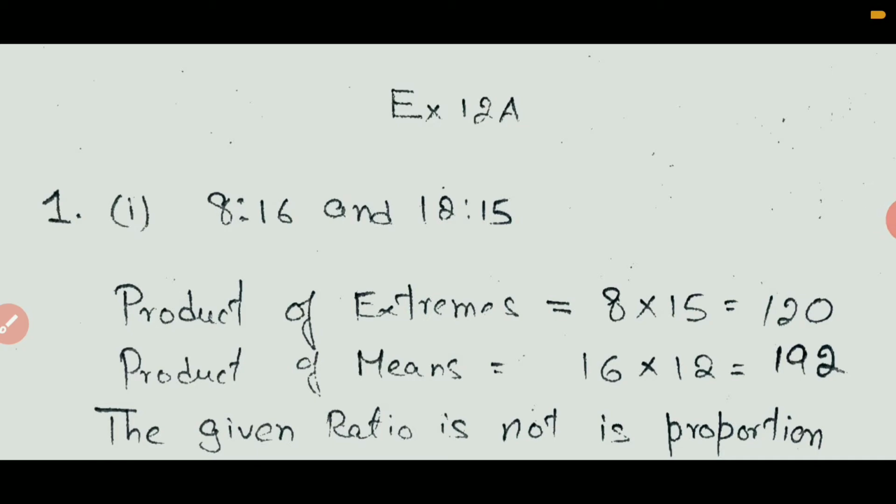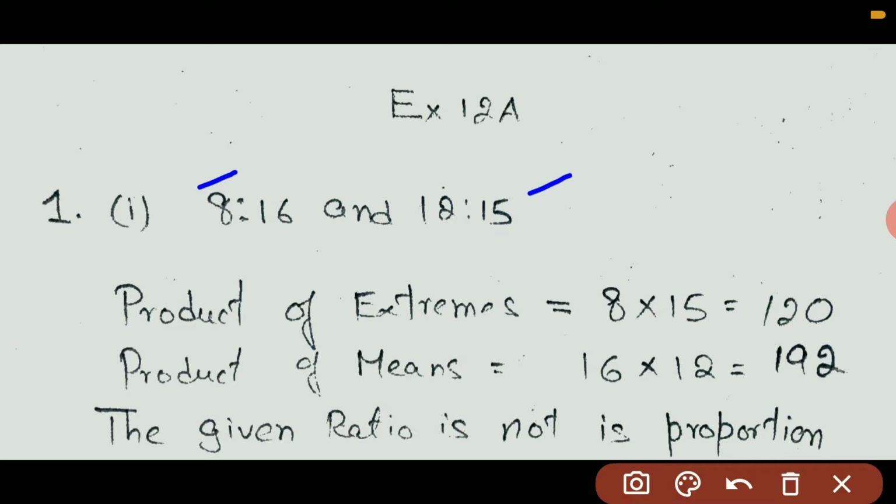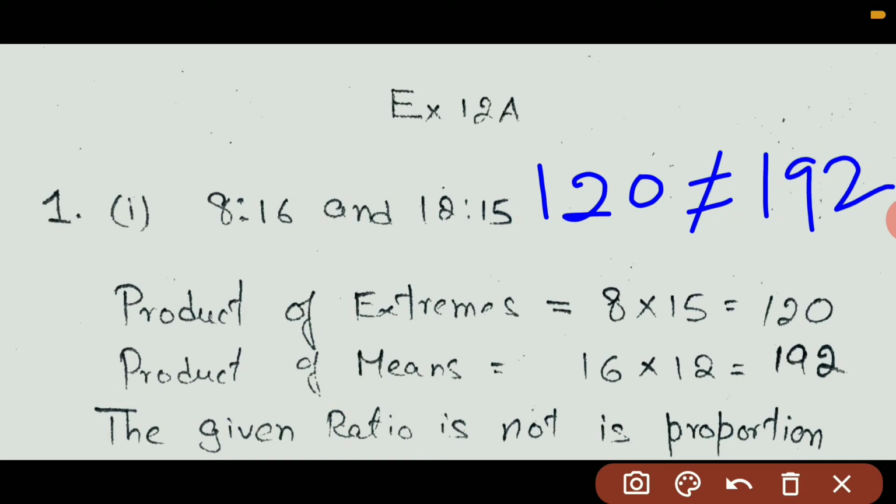Question number 1. The ratio given to us is 8:16. The other ratio is 12:15. Our job is to find whether these 4 terms are in proportion or not. So, the product of the extremes, here you can see the extremes 8 and 15. When we multiply 8 and 15, we get 120. And the product of the means, which is 16 into 12, we get 192. Since 120 is not equal to 192, the given ratio is not in proportion. I hope you understood this. So, simply you have to multiply the extremes and then multiply the means. If the numbers come the same, then they are in proportion. If the numbers don't come the same, then they are not in proportion.